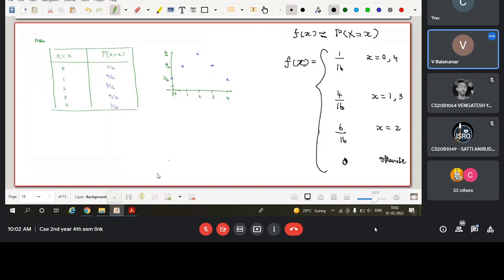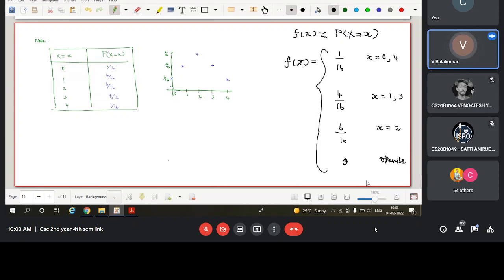Okay. Actually, for me, this table is easy, but the table will be difficult if my random variable takes 100 values. Then I have to write a table with 100 entries. Instead of that, I will be writing this kind of function in general.